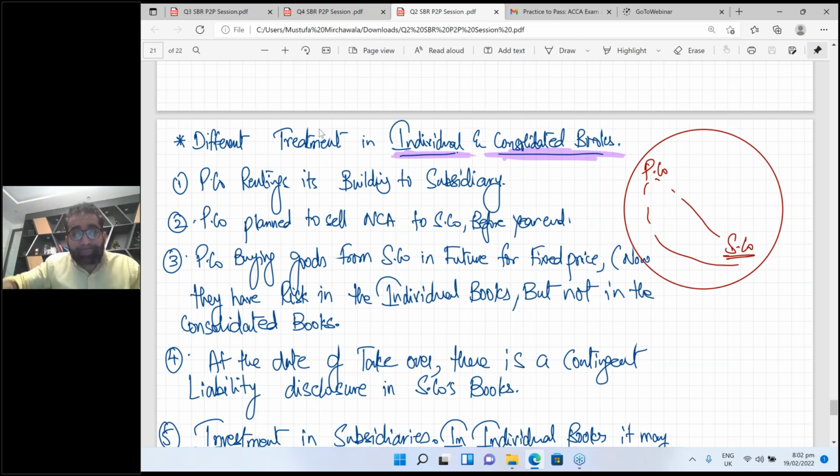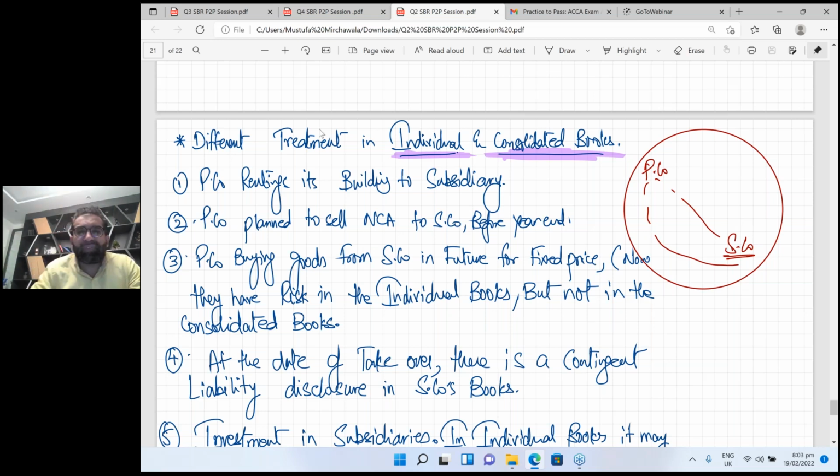But for the purpose of group, I hope you remember the whole group is a single unit for the purpose of consolidation. This building is being used within the group. That's why IAS 16 will be applied in the group accounts. So this was the first example: separate treatment in individual books, same transaction, but separate IAS in the consolidated books.